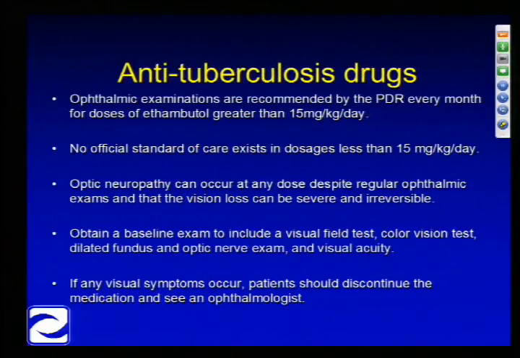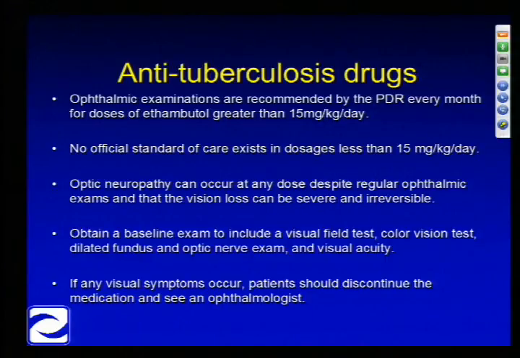Antituberculous drugs we see occasionally in AIMS. We have some patients with active TB that are floating around. Ethambutol is sometimes used for treating active TB, and it's recommended by the PDR that patients being treated with ethambutol at greater than 15 milligrams per kilogram per day be examined every month.